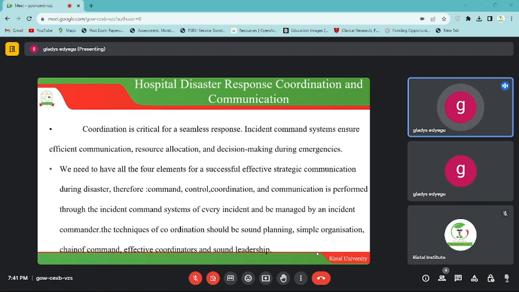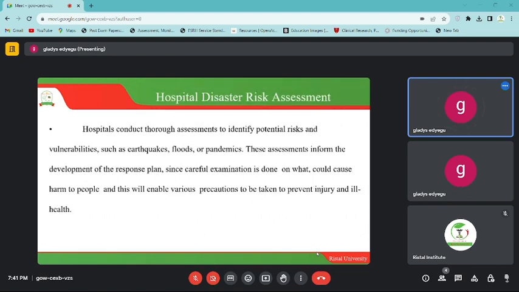So the techniques of coordination should be sound planning and simple organization, chain of command. So effective coordinators and sound leadership is necessary. So we need to have our leaders who are sound, leaders who know what to do, and when there is effective coordination and then good communication, we shall be able to address the disasters in our different health facilities. So this is some basic indications.